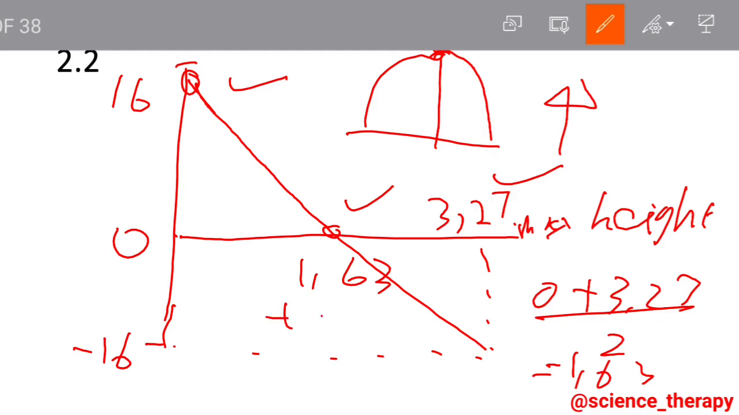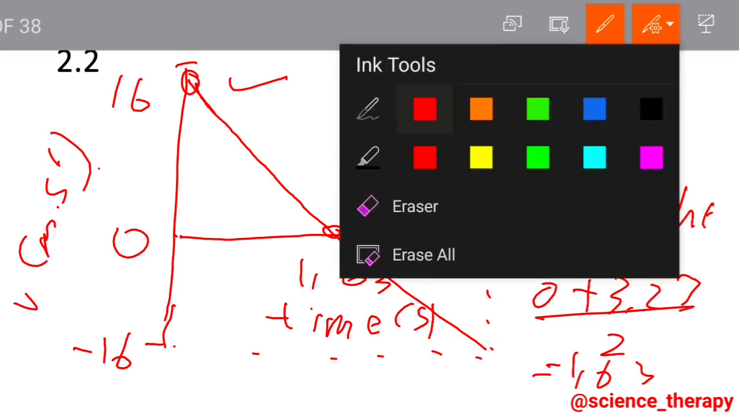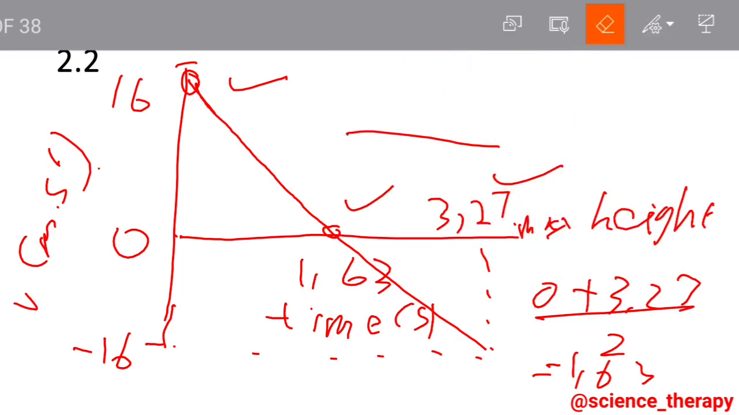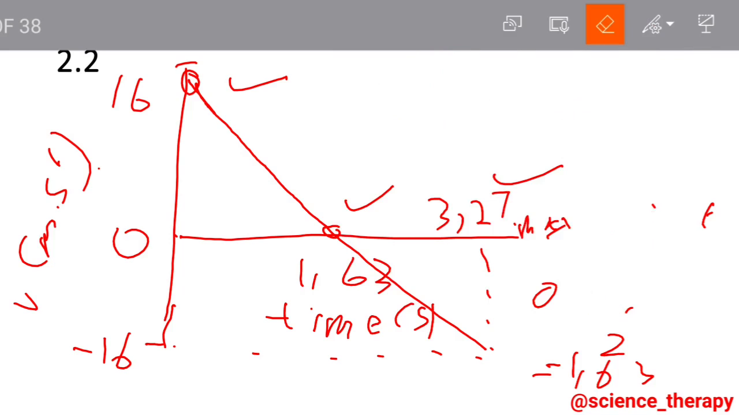Now it's only a matter of labeling here. This is time in seconds, and this is velocity in meters per second. And that's your velocity versus time graph. So yep, you have it like that. So your velocity versus time graph will look like that.